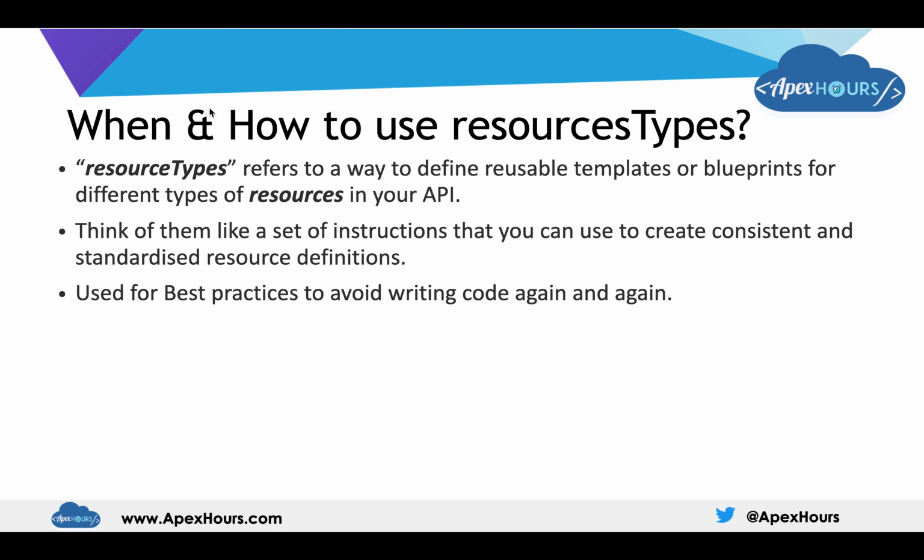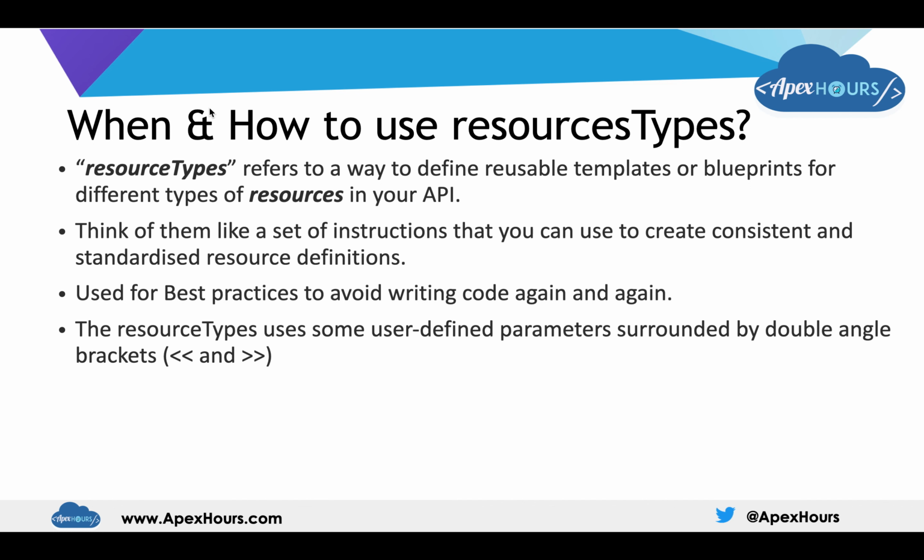Okay, and resource types use some user-defined parameters which are surrounded by double angle brackets. I will show you in the hands-on, but usually whenever most of the part is common, and only one field is different from each other, you can define them in the double angle brackets, and then you can define those values at the resource level. Let me show you that in the hands-on part.